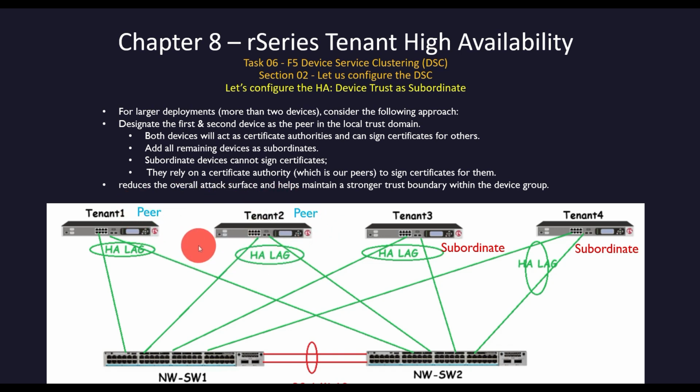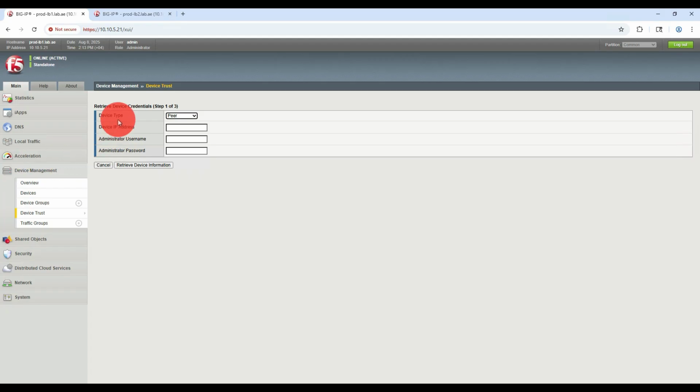trusted devices, typically peers. By setting additional members as subordinates, you ensure that only a limited number of devices can act as certificate authorities and sign certificates. If a subordinate device is compromised, it poses minimal security risk because it cannot sign certificates for other devices. This setup reduces the overall attack surface and helps maintain a stronger trust boundary within the device group. In our case, we have two members.